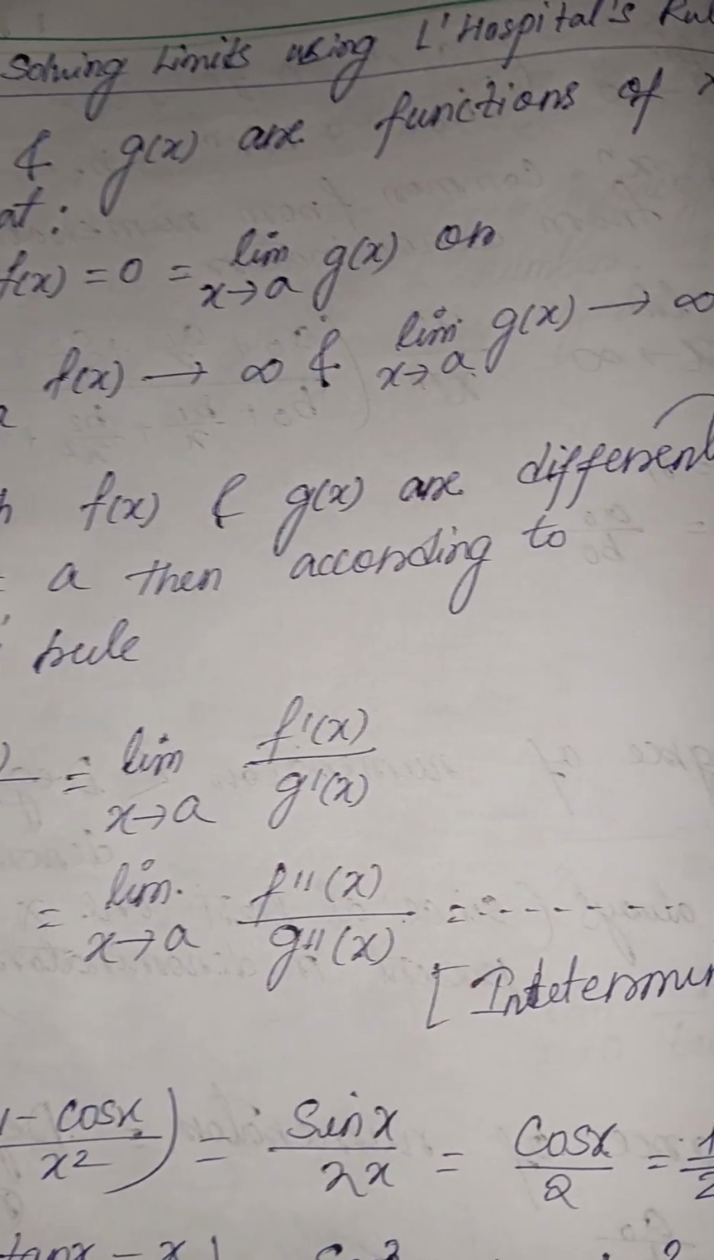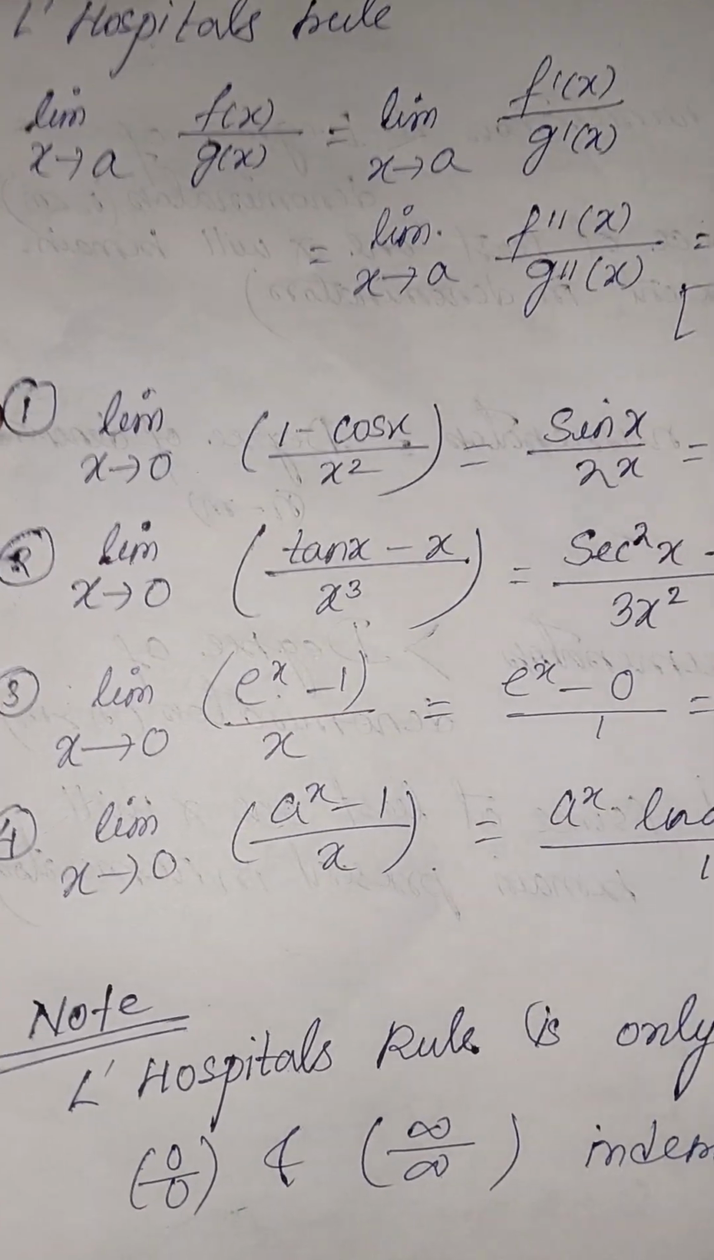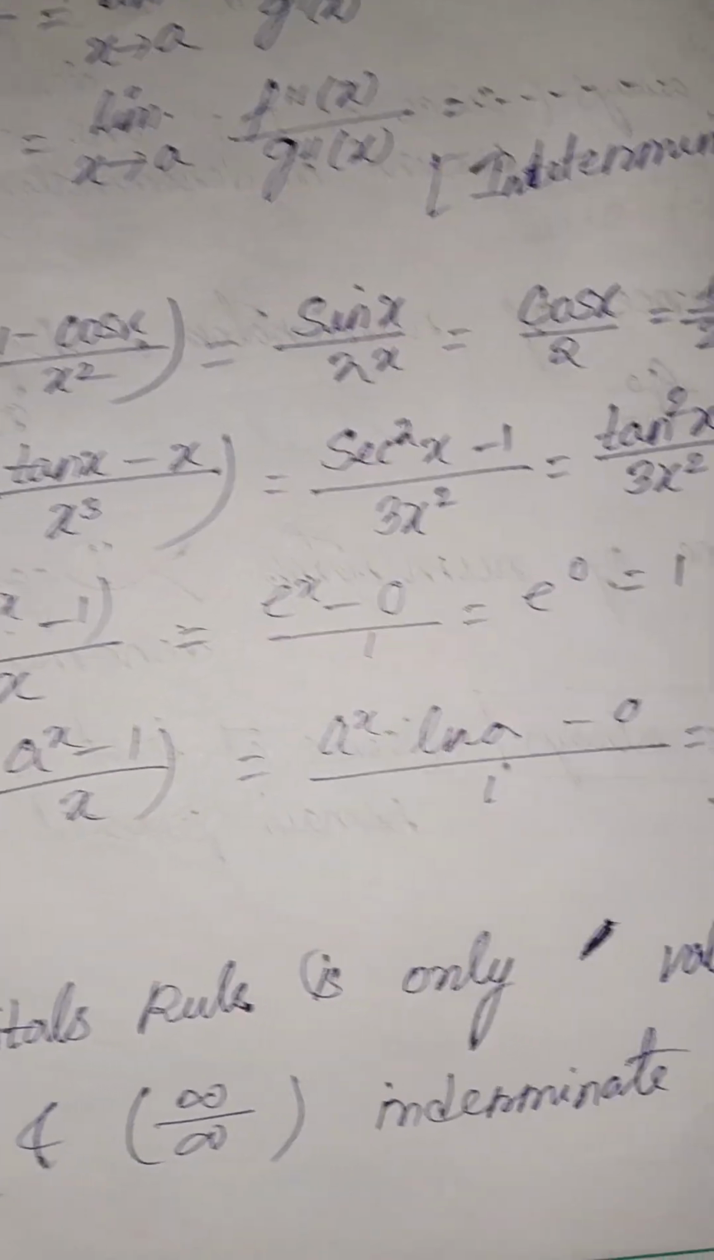Next, solving limits using L'Hospital's rule. So firstly, that's the condition. Note this: L'Hospital's rule is only valid for 0 by 0 and infinity by infinity indeterminate forms. Okay. So what is the formula?